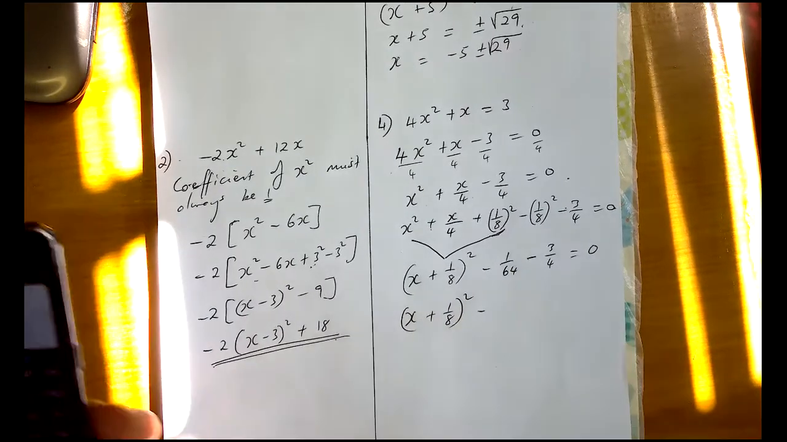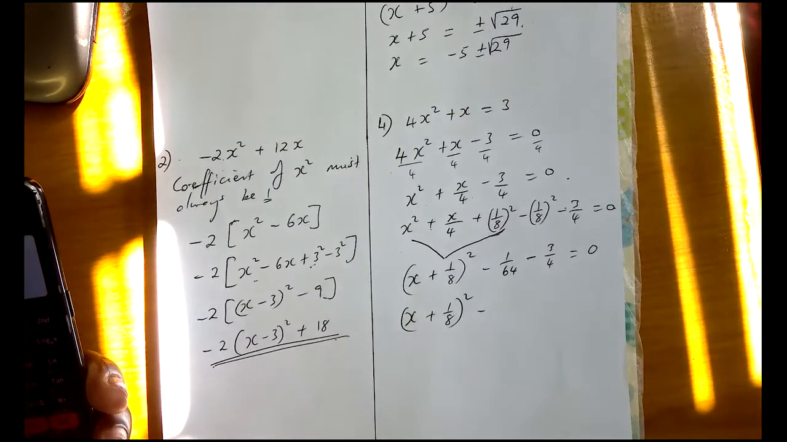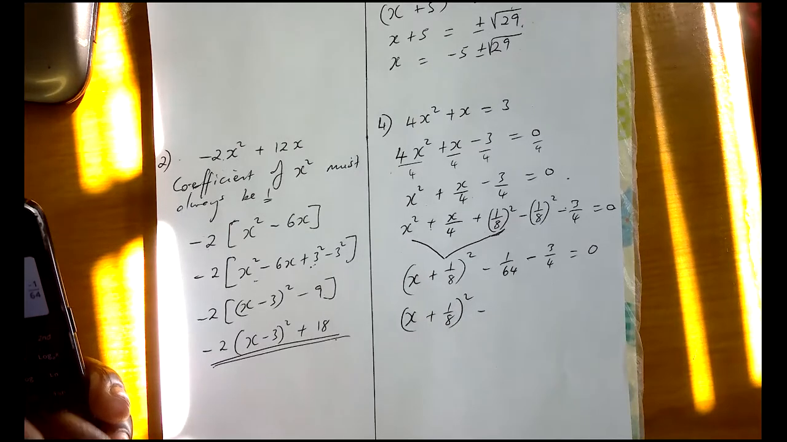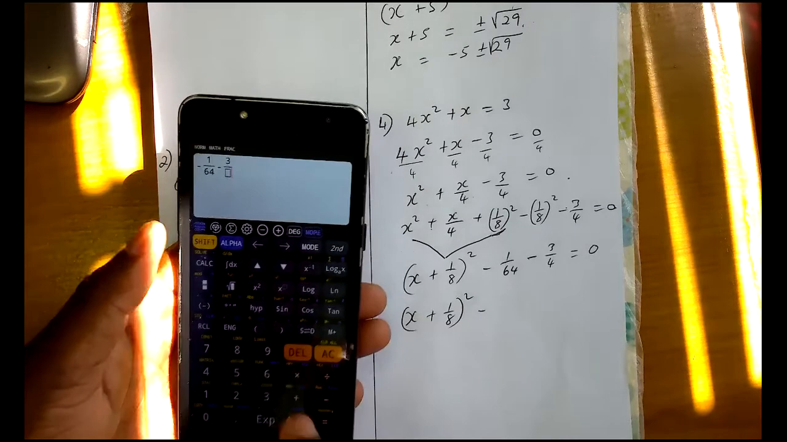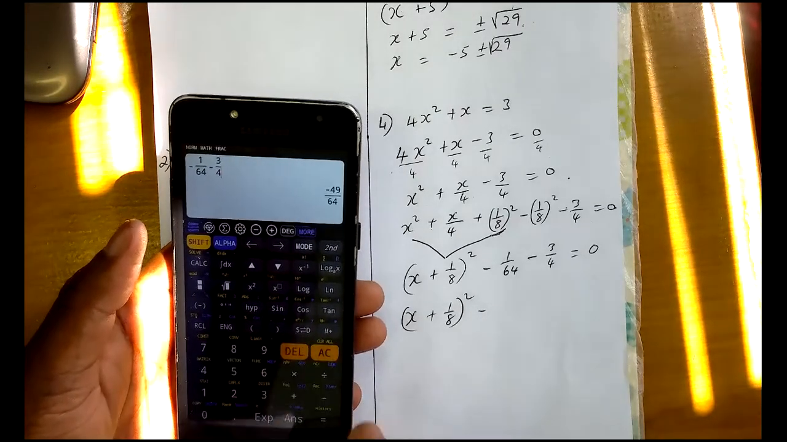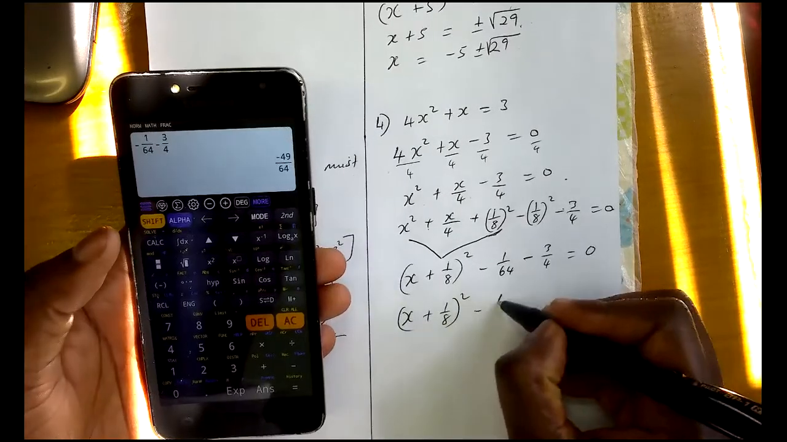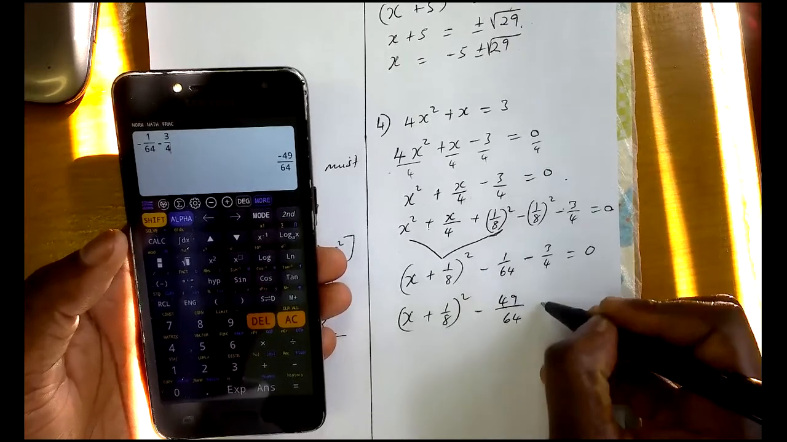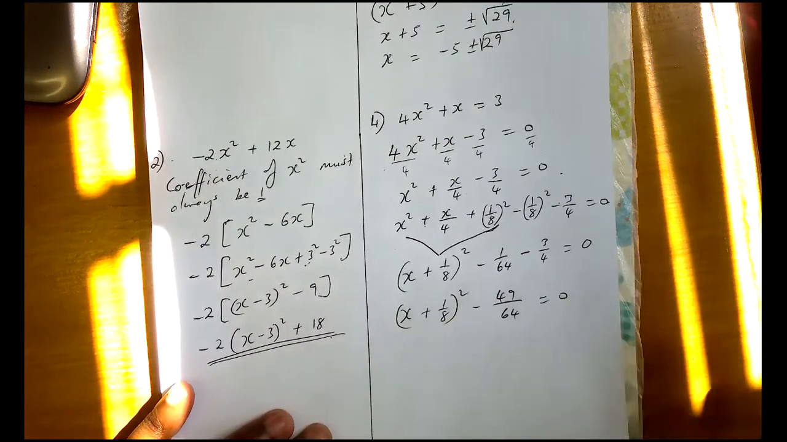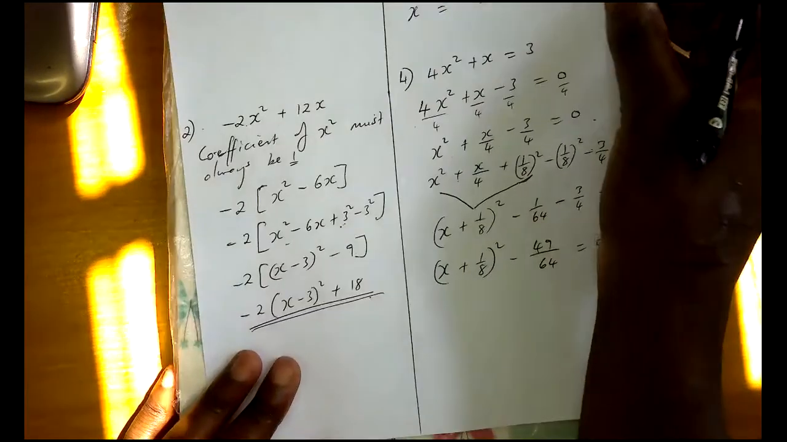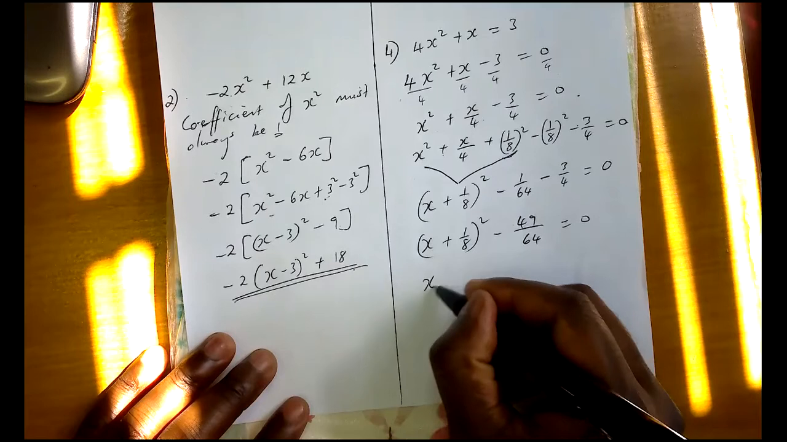Now, if we were to check here, x plus 1 over 8, minus 1 over 64, minus 3 over 4. What do we get? We get negative 49 over 64 equal to 0. Then we can move our negative 49 over 64 to the other side. When you move it to the other side, it becomes positive.